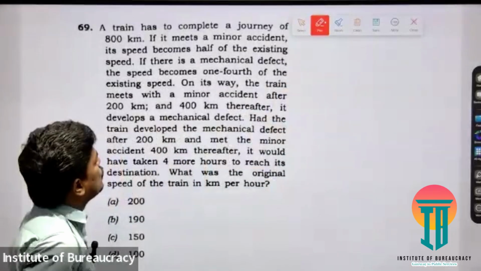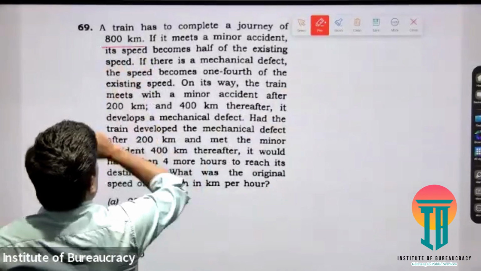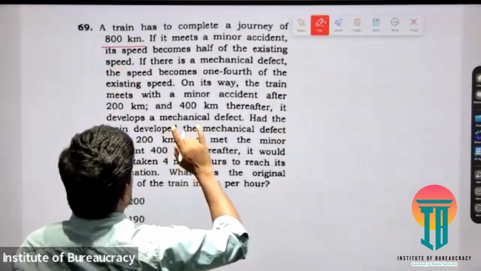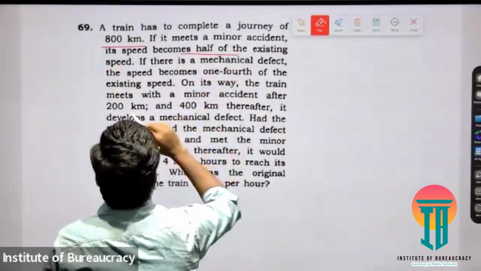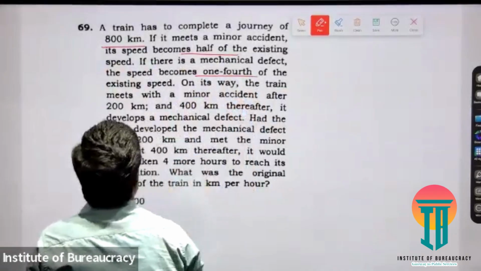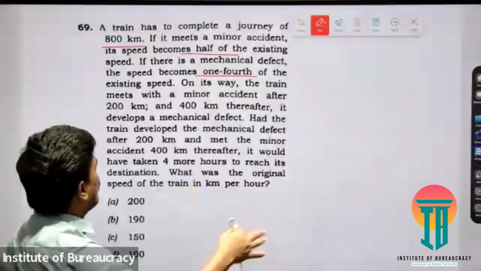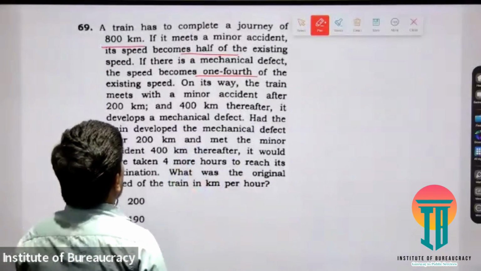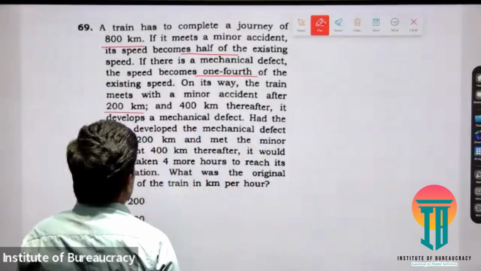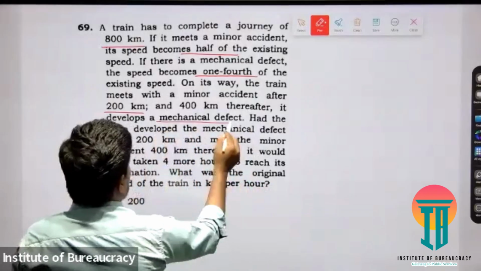A train has to complete a journey of 800 kilometers. If it meets some minor accident, its speed becomes half of the existing speed. If there is a mechanical defect, the speed becomes 1/4 of the existing speed. On its way, the train meets with a minor accident after 200 kilometers, and 400 kilometers thereafter, it develops a mechanical defect.